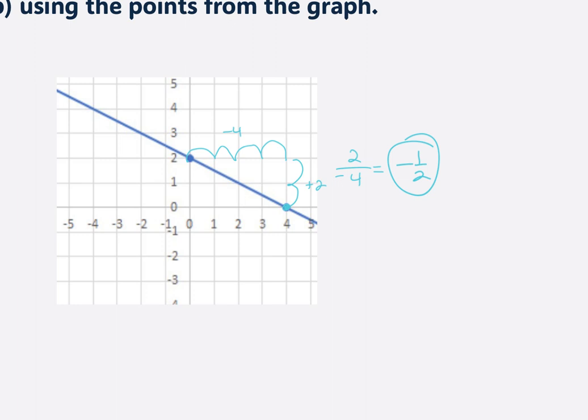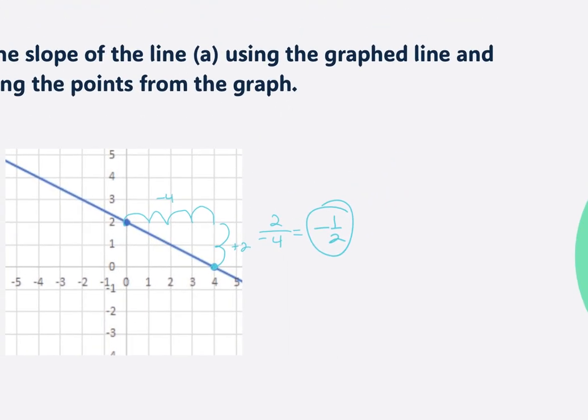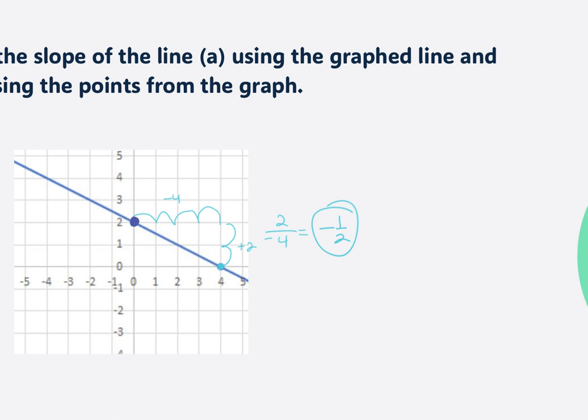So the way I did it, I went up and left. You could also go down and right. The down would be the 2, and the right would be the 4. It's still the same.